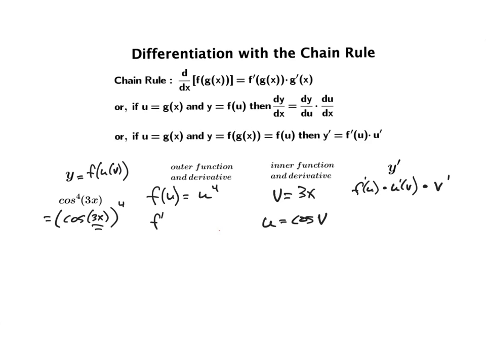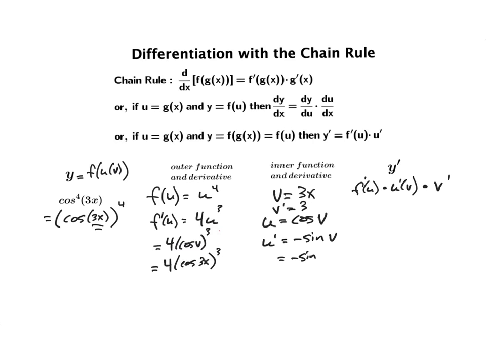f prime of u is 4u to the 3rd power. And u is cosine of v, so that's 4 cosine of v to the third power, and v is 3x. So that's going to be 4 cosine 3x to the third. Now v prime, that's easy enough. That's 3. And u prime is going to be negative sine v, which is negative sine of 3x.